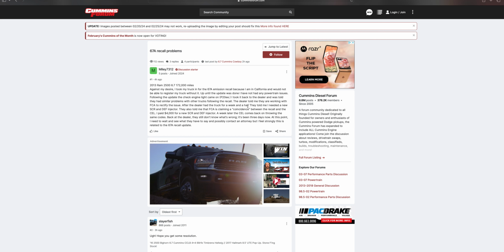Like this post says, he lives in California, and we've all read the post, we've seen the videos, we've seen the updates. California will not allow you to re-register your truck for the next year unless you get this recall done. I don't like that. That's called government oversight, right? They're overstepping their bounds. The government is forcing you to get this recall, and if you don't, well, we won't allow you to drive it on our roads. Not like that's going to stop anybody.